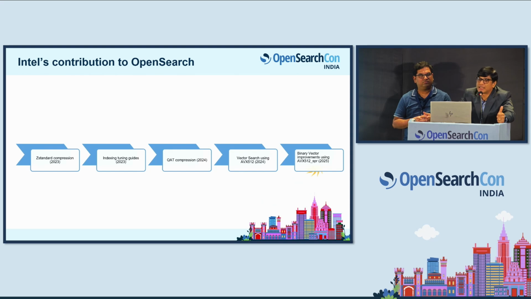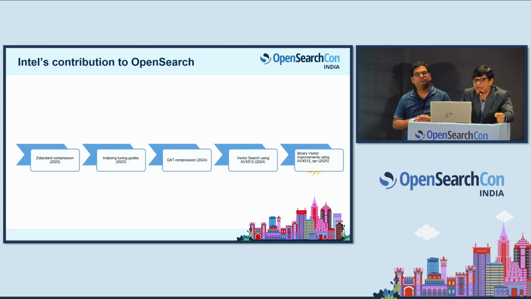We at Intel, especially our team, have been working with the OpenSearch community for quite a long time. And this is not our first optimization contribution, right? Have you come across Zstandard compression in OpenSearch? Anyone? That we contributed, okay?